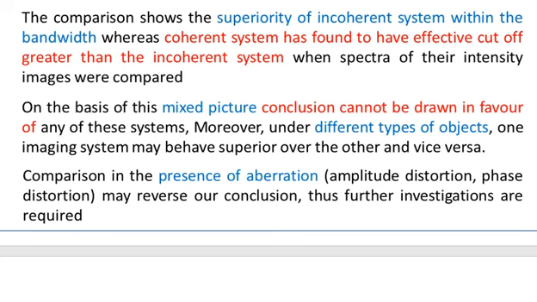So you see that in this example we have found a mixed flavor. That is, the incoherent system is superior for the frequencies within the passband, and the coherent system is superior in the sense that it will allow more Fourier frequencies to contribute at the image plane. So in one aspect the incoherent system is superior, and in the other aspect the coherent system is superior.